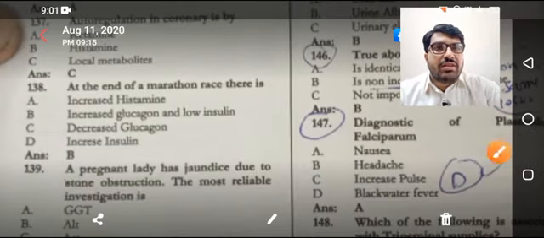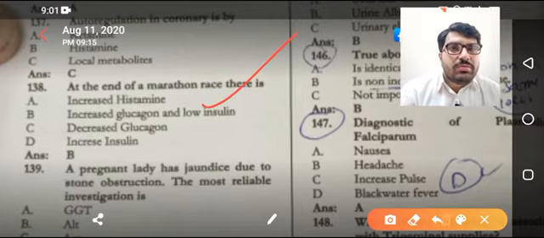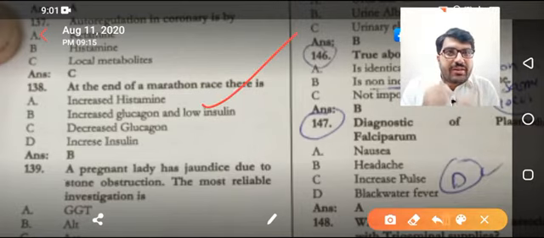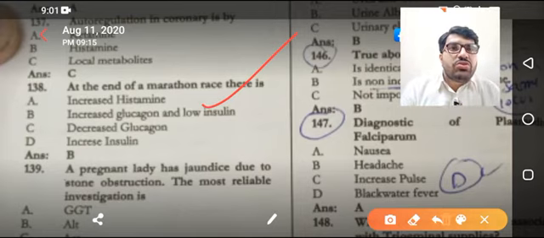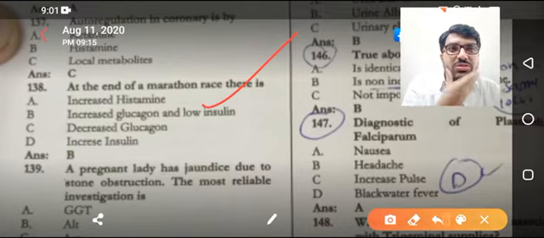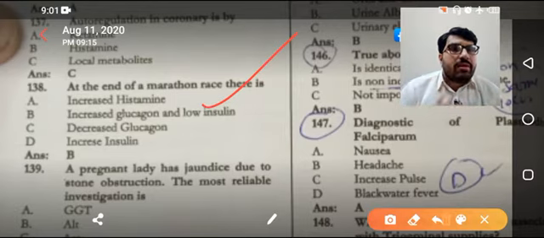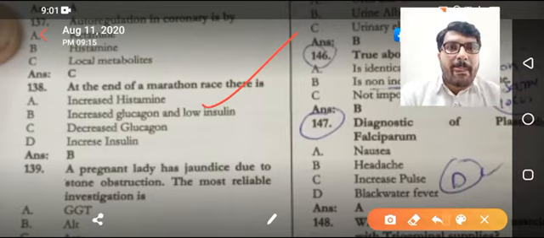At the end of a marathon race, there is increased glucagon and low insulin, because if you are doing some activity, what happens? The glucose enters into the skeletal muscle without the use of insulin. So no need of insulin. Insulin goes down. And there is increased glucagon. Sympathetic activation increases the glucagon.